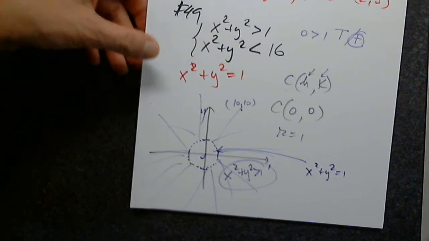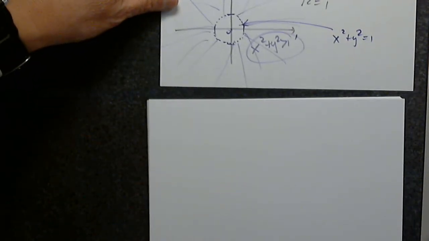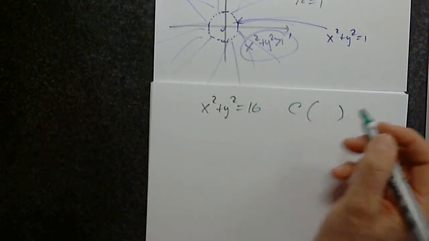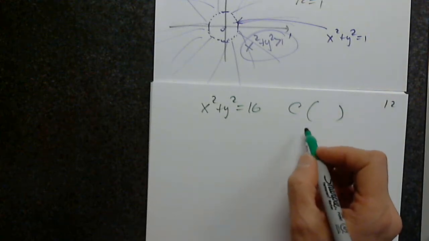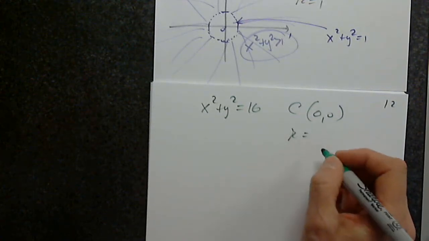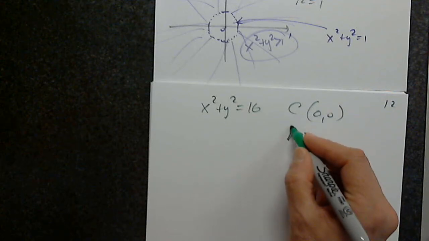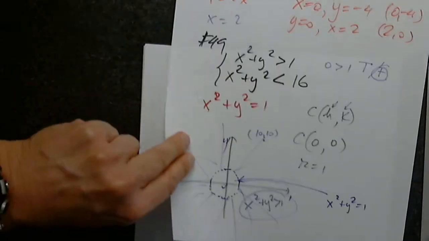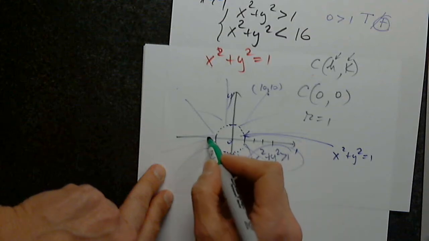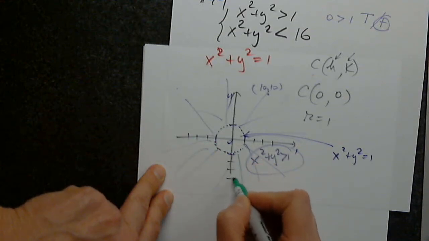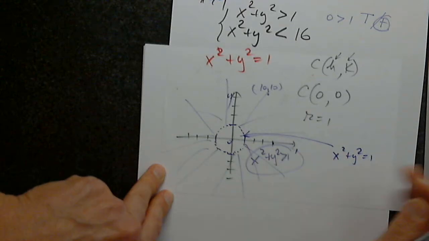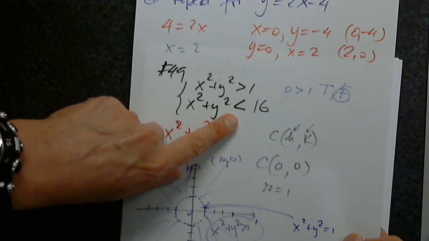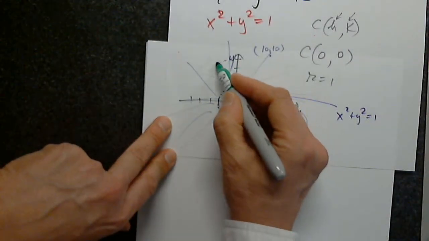Can anyone tell us what type of equation is x squared plus y squared equals 16? What is the center? 0, 0, and the radius is, careful, the square root of 16, which is 4. Perfect. So let's go back. Does the inequality have the equal symbol? No. So then I cannot graph it as a solid curve.